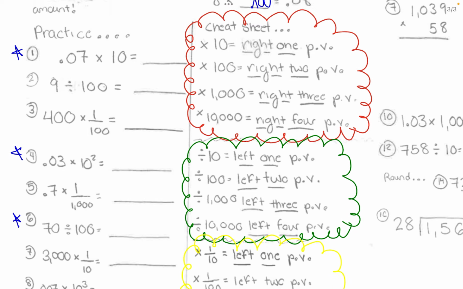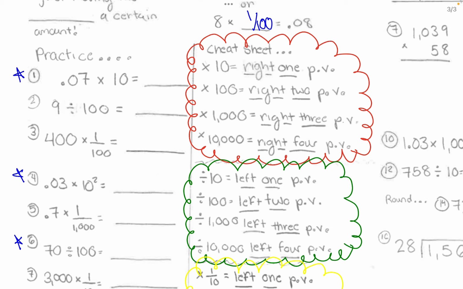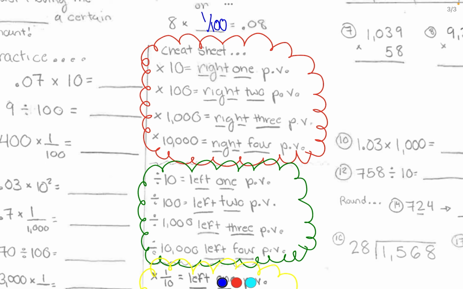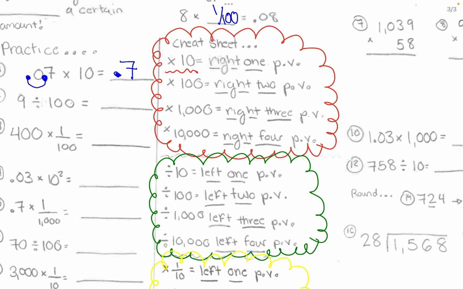So let's go to number 1. It says 0.07 times 10. Well, what would that number be? If I look for the times 10 part of my cheat sheet, it's right here, and it says I need to jump my place value to the right 1 time. So I'm going to grab my decimal, and I'm going to jump it to the right 1 time. So it's right here. So that means that 0.07 times 10 is 0.7. That's my answer. You're literally just jumping your decimal.